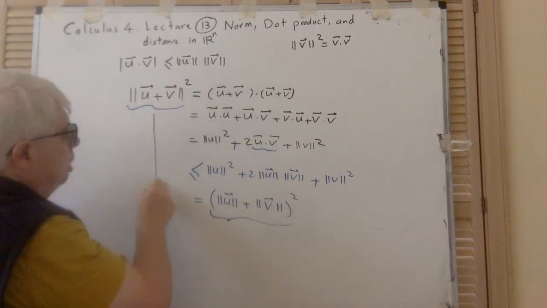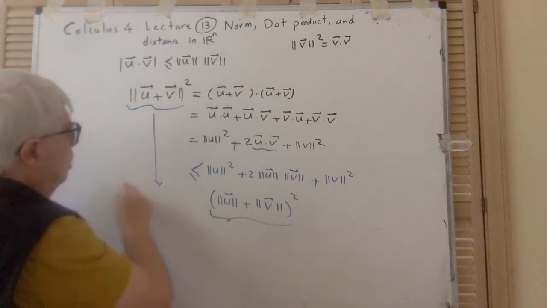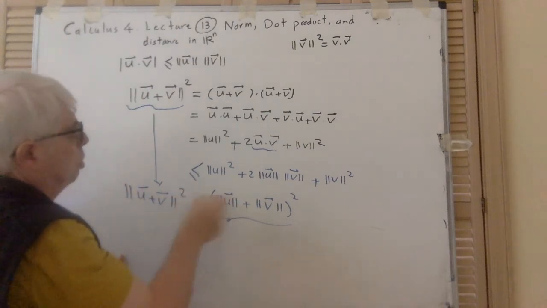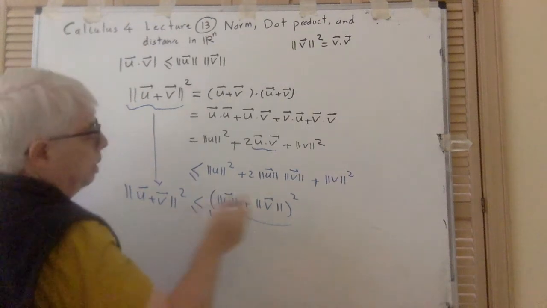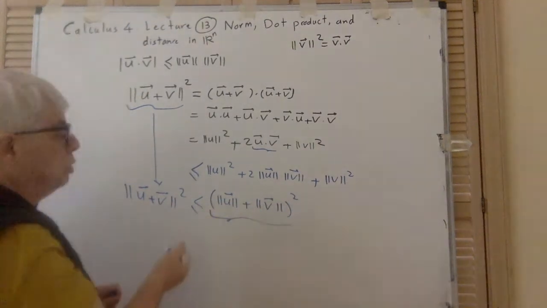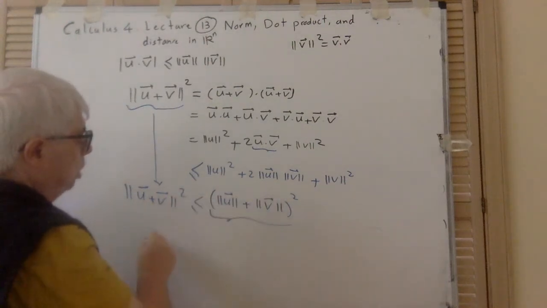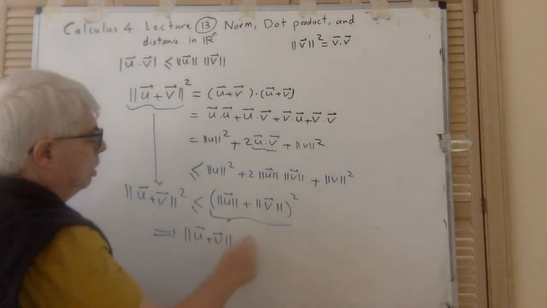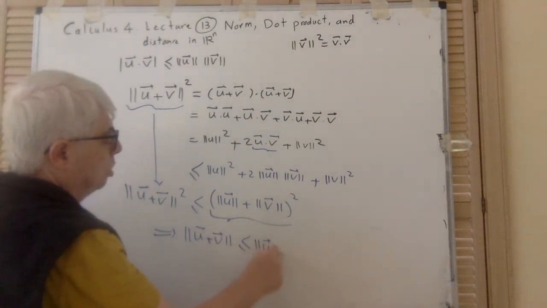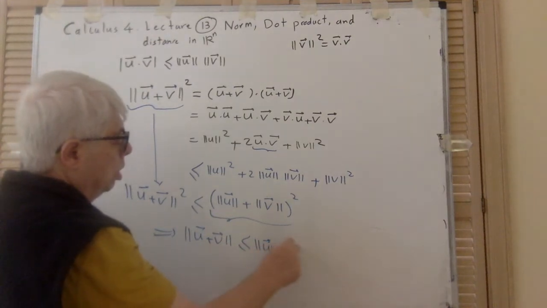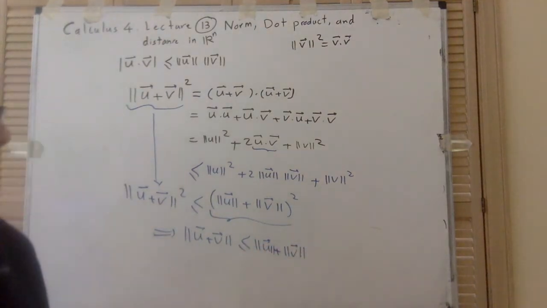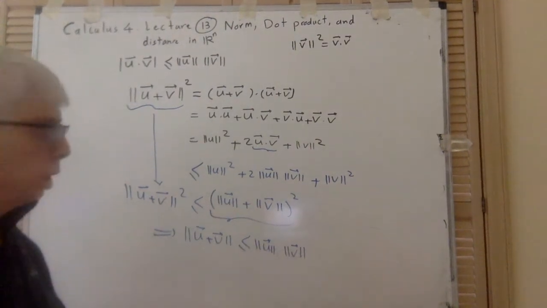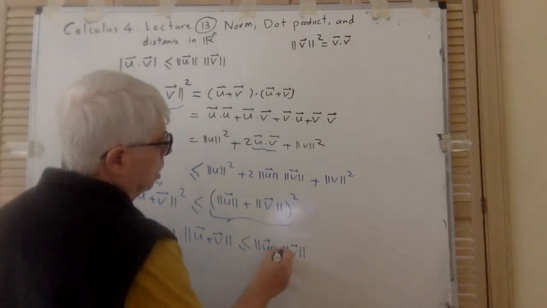Okay, so we have found that this is less than this, right? So let's bring it down here, and so we have the norm of u plus v squared is less than or equal to this. That's the end result, and since both of them are positive numbers, we can get rid of the two squares, and we get the triangle inequality. And I said it comes from Cauchy-Schwarz. Okay, so that is the triangle inequality in this case.